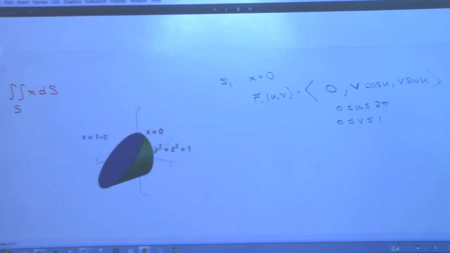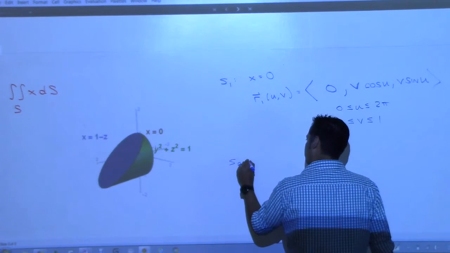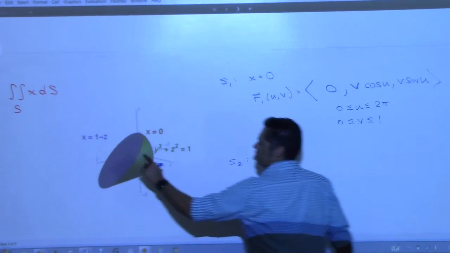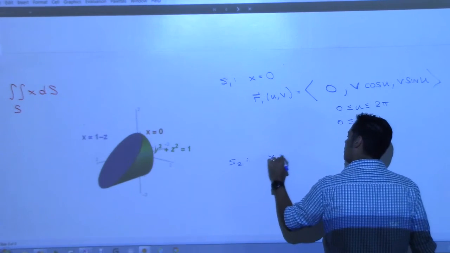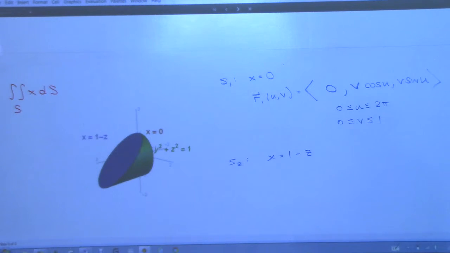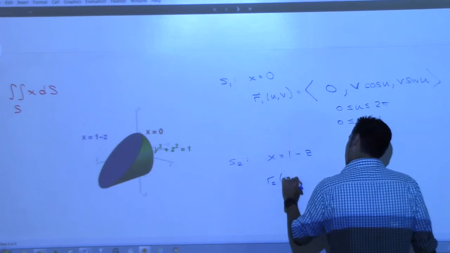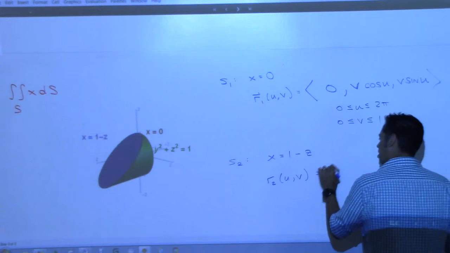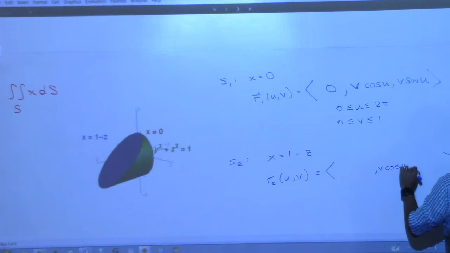Let's get S2 before we do anything else. What's S2? Do you want to do the cylinder or the plane? Let's do the plane: x equals 1 minus z. So how are you going to draw that for me? Use your same y and z from r1, but instead of x being 0, x is going to be equal to 1 minus z.